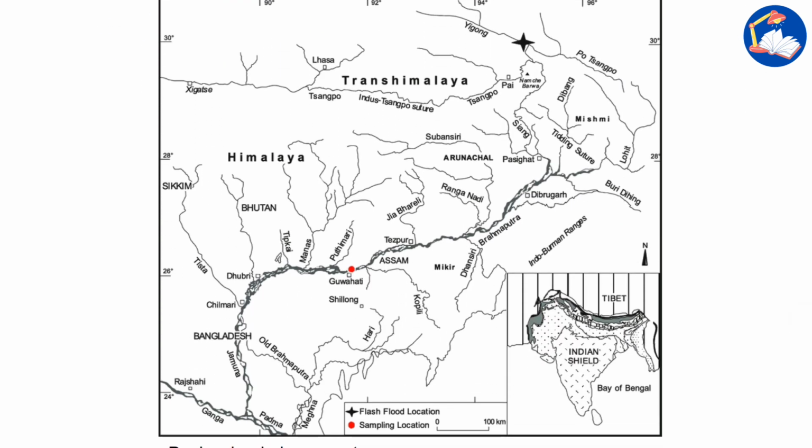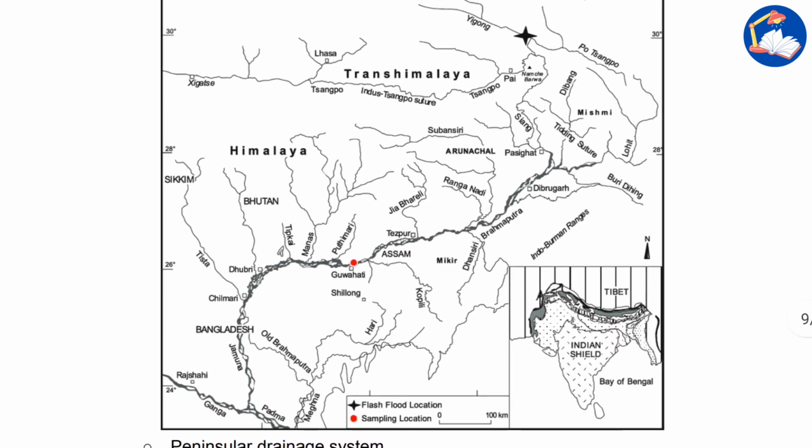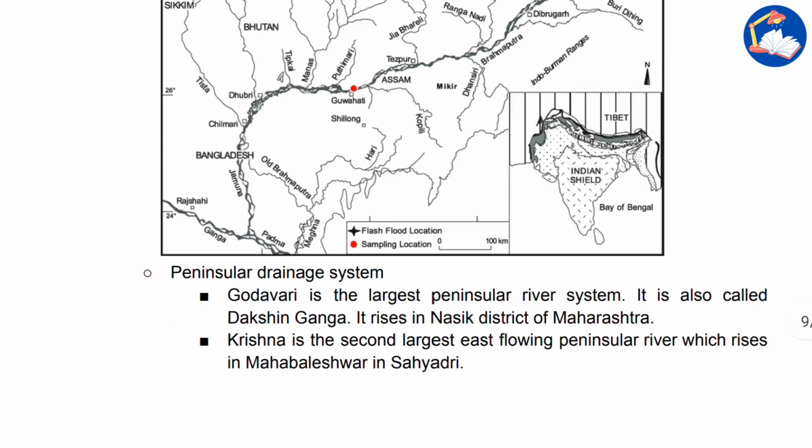So this is the Brahmaputra river system. Dibang. So this is how it goes. It enters India at Sadiya town in Arunachal Pradesh, and drains into the Bay of Bengal.